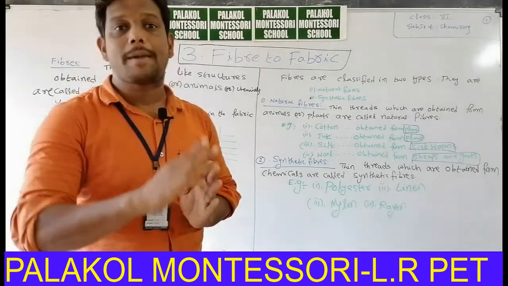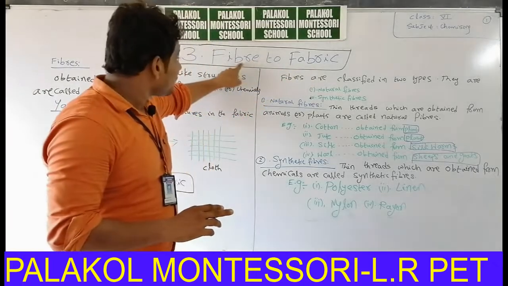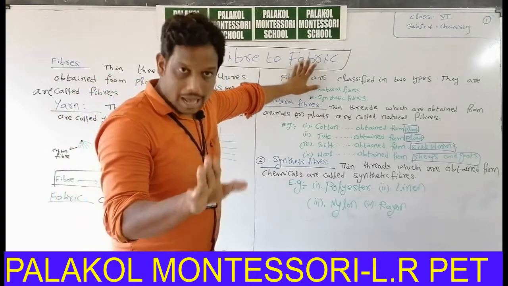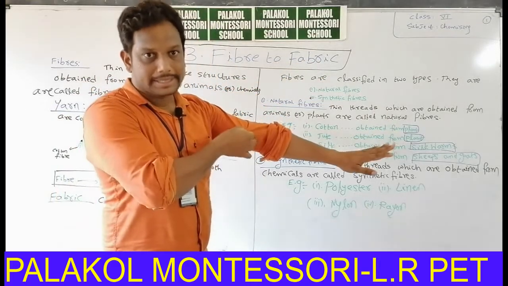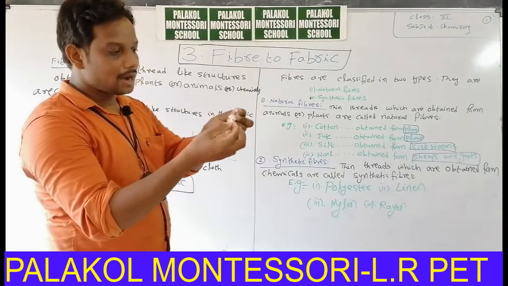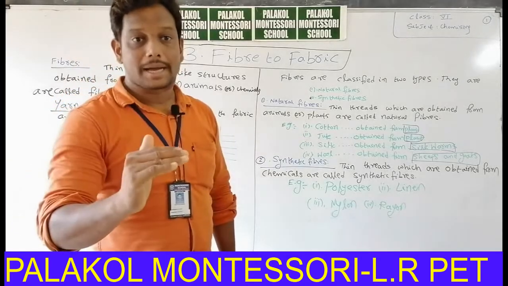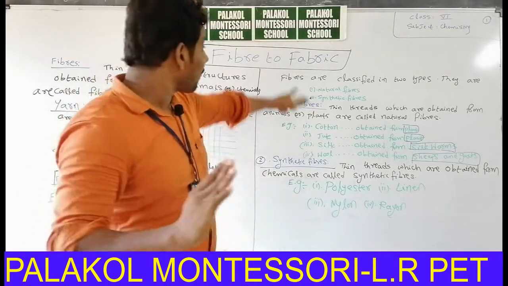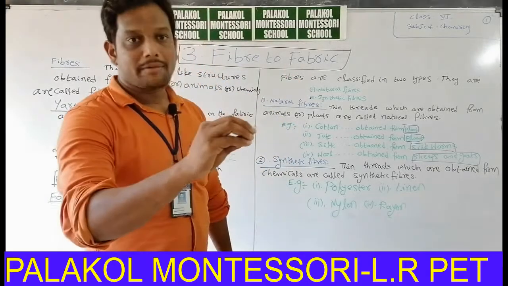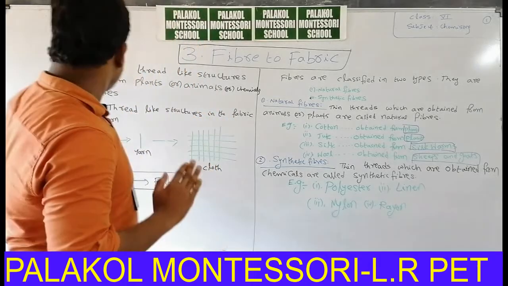What is the difference between fabric and fiber? Fiber is different from fabric. Fabric means cloth. Fiber means a thin thread-like structure. Simply, this is called fabric. Thin thread-like structures are called fibers. Now I will explain different types of things made from different types of fabrics. That means cotton fabric, silk fabric, polyester fabric, linen fabric. From which we can prepare which type of materials, I will explain with one table.